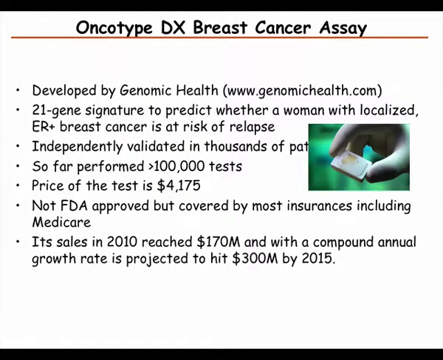Another one is Oncotype DX. It's also for breast cancer, and it's 25 genes. It's to predict whether a woman with localized ER-positive breast cancer is at risk for relapse. As you see, a lot of these assays are quite specific. They ask a quite specific clinical question.